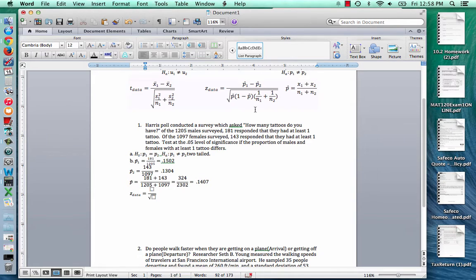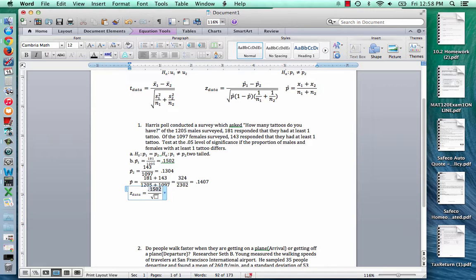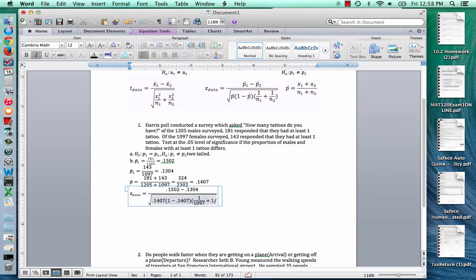So now I'm ready to plug everything into the formula. My z-data is going to be my p-hat from group 1, my men, 0.1502 minus 0.1304. And then I'm going to divide by the square root of my p-pooled hat, 0.1407 times 1 minus 0.1407. And then I need to take that times 1 over the 1097 plus 1 over the 1205.